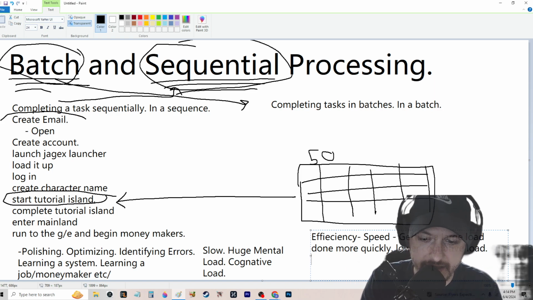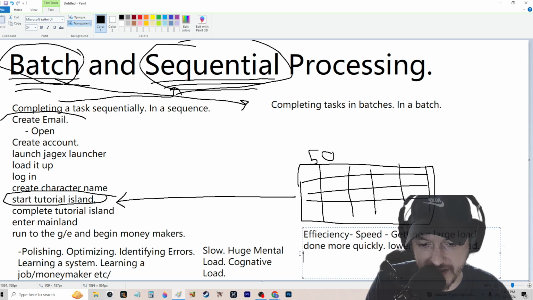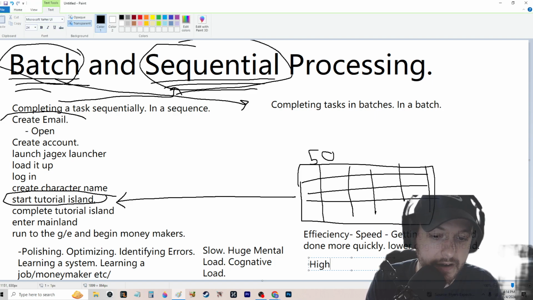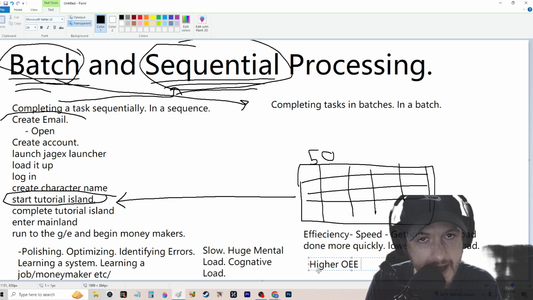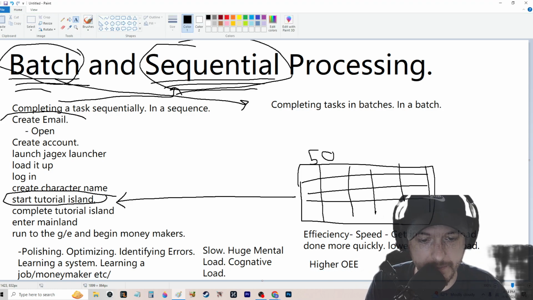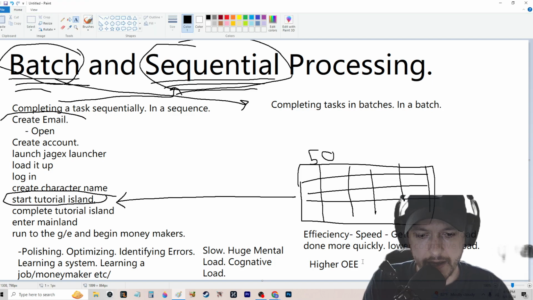But there are advantages, and now the disadvantages. If you have a higher OEE, that means operational or overall equipment efficiency. We use it in factories. That's how they measure our performance.